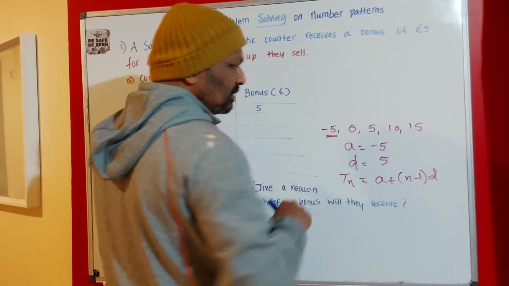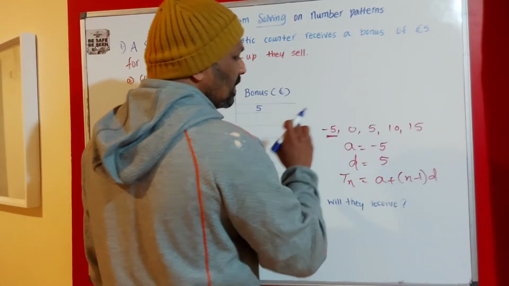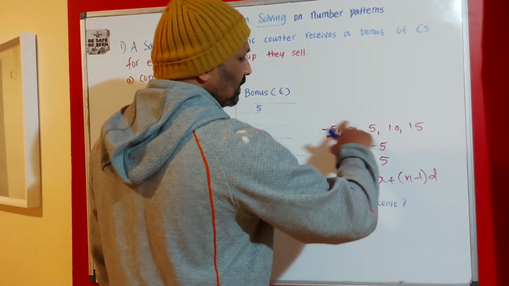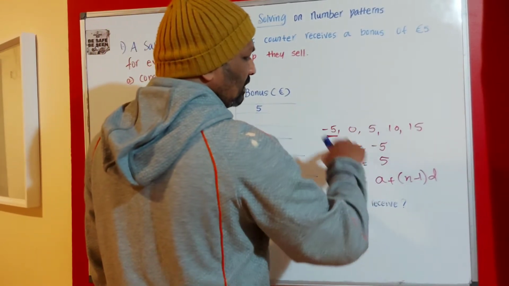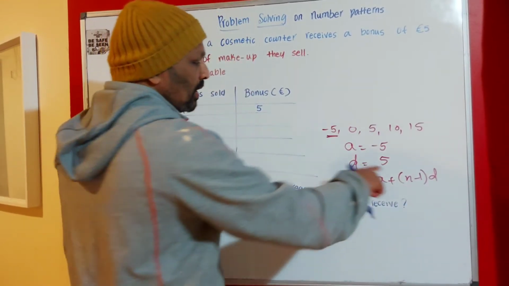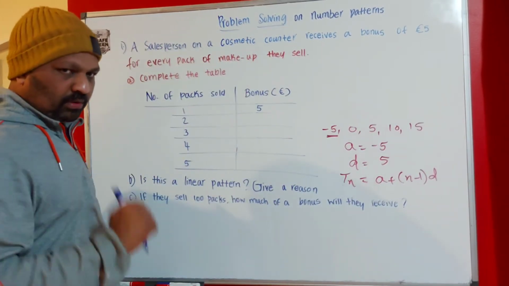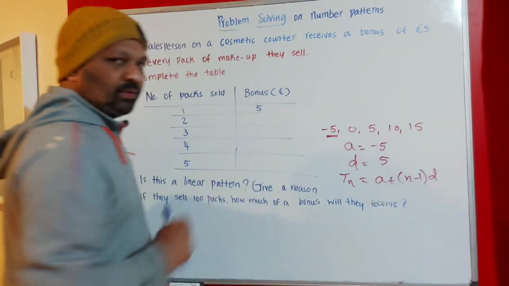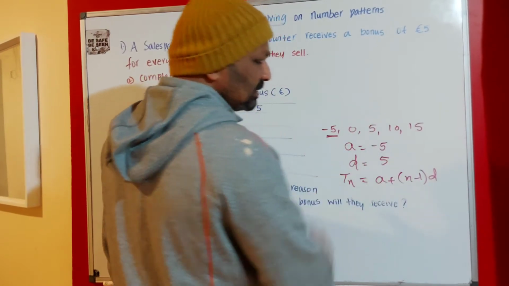What is n for 0? Which term is this 0? That is the second term. So n is 2 for this term, 0. What is n for 5? It is 3. What is n for 10? It is 4, because this is the fourth term. First, second, third, fourth. That is why n is 4.